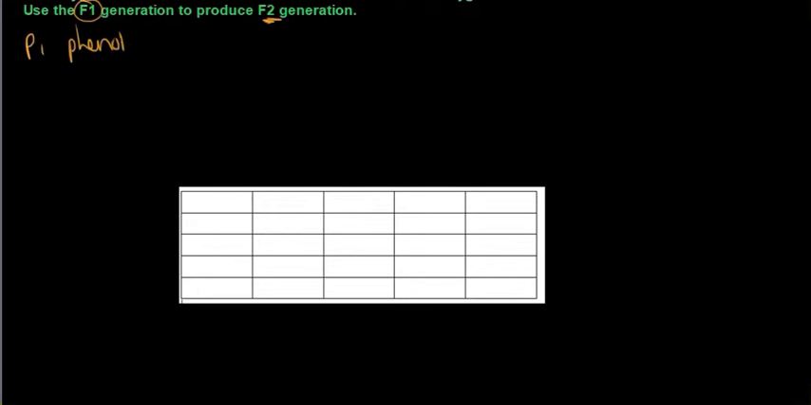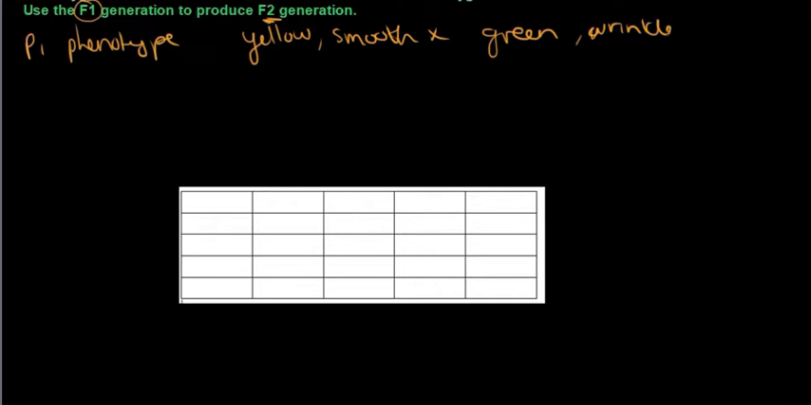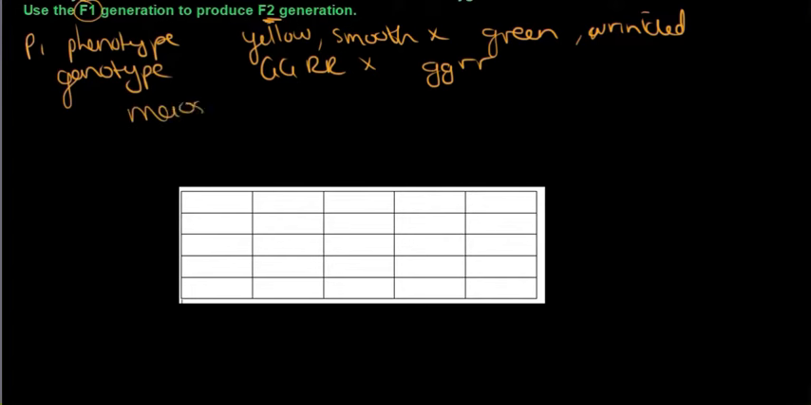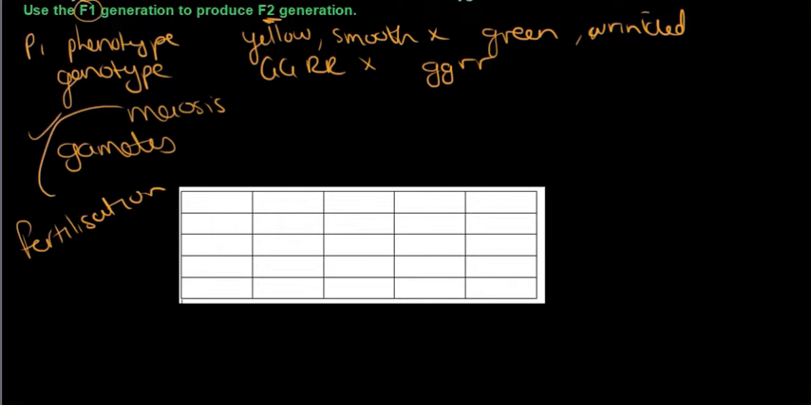P1 phenotype. When you write the phenotype as there are two traits, you can just very simply write it like yellow and smooth being crossed with green and wrinkled. Then the genotype, we wrote them at the top, so all homozygous. Then meiosis has to occur so that we can produce the gametes in order for fertilization to occur. Remember to write these two, as you will get a mark for meiosis and fertilization.